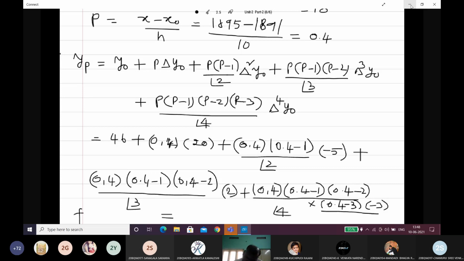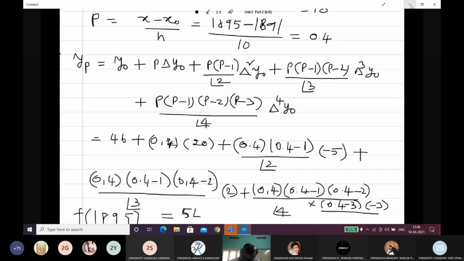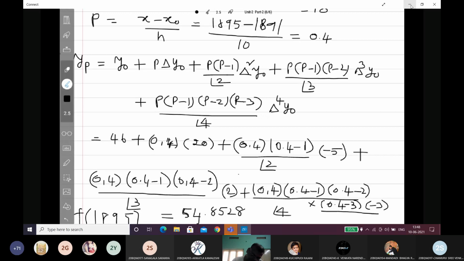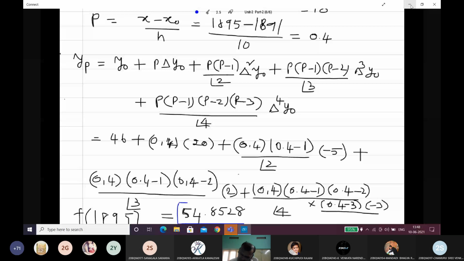What is f of 1895, the population value? 54.8528. చెప్పమ్మా. 54.8528. This is the answer.